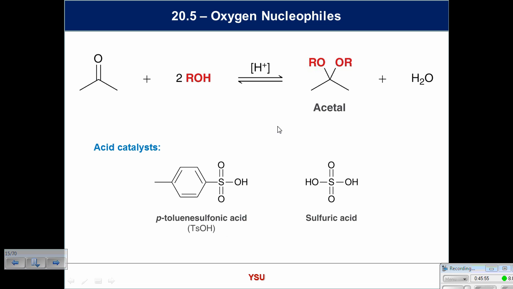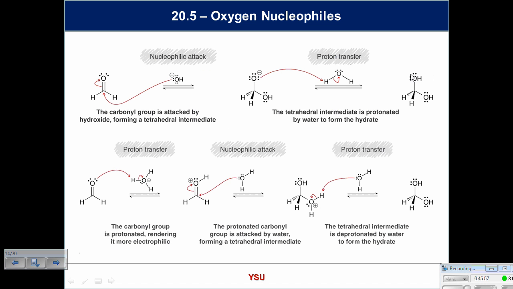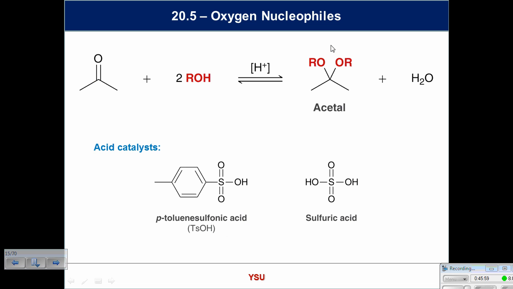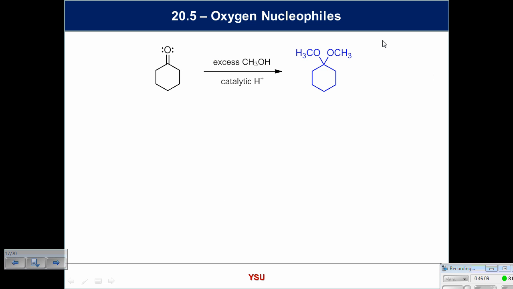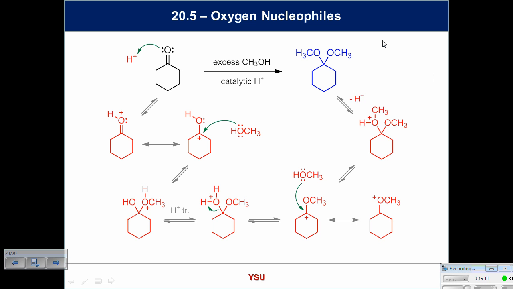So acetals are related to hydrates. There's a hydrate, 2 hydroxyls. There's an acetal, 2 OR groups. And those now give us some very useful properties to be able to block carbonyls. So have a look at this stuff for Friday. And again, I go as fast as you let me and keep up.